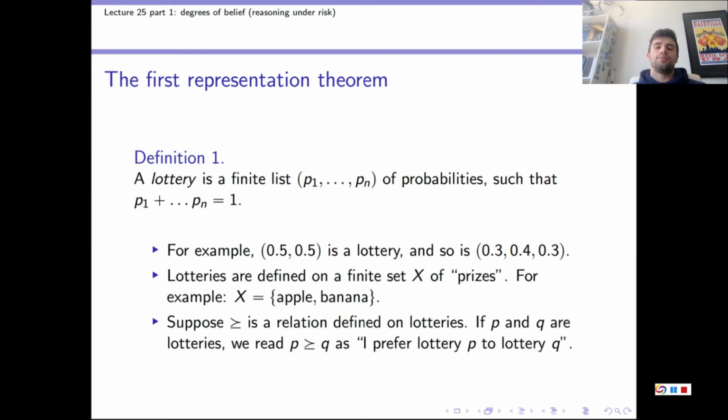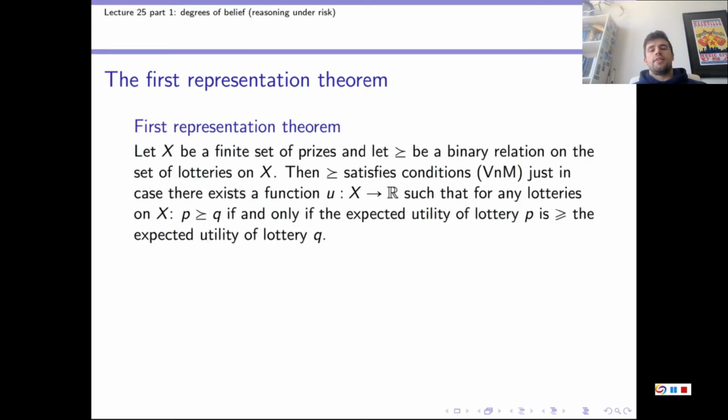And then the theorem says this: let X be a finite set of prizes and curly greater than or equals to be a binary relation on the set of lotteries on X, so we can compare two lotteries using that relation. Then curly greater than or equals to satisfies these conditions (the vNM axioms) if and only if there exists a function u from X to the real numbers R, such that for any lotteries on X, we prefer P to Q if and only if the expected utility of lottery P is greater than or equal to the expected utility of lottery Q.